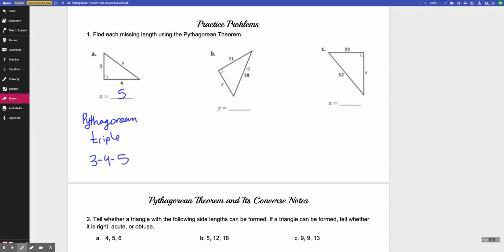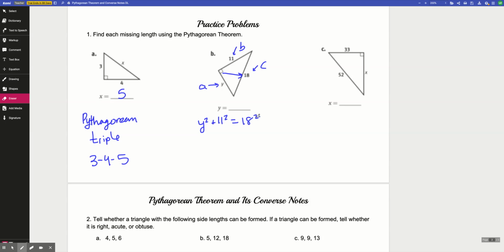With this one, I'm trying to find this value right here, which is going to be my A. This value here, 11, will be my B, and obviously 18 is my C. It's my hypotenuse. I can tell because it's always across or opposite the 90-degree angle. Okay, so what I have here is y squared plus 11 squared equals 18 squared.